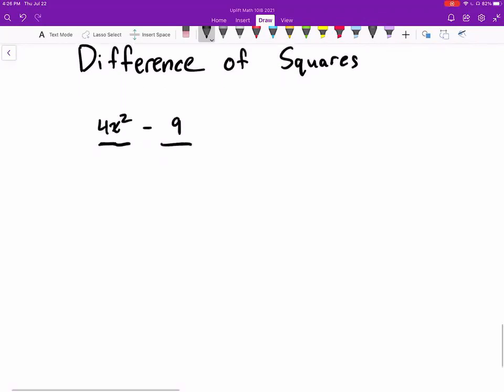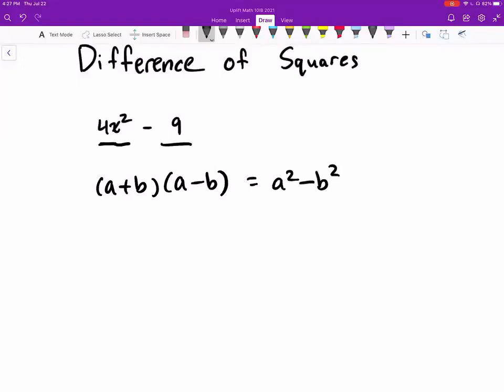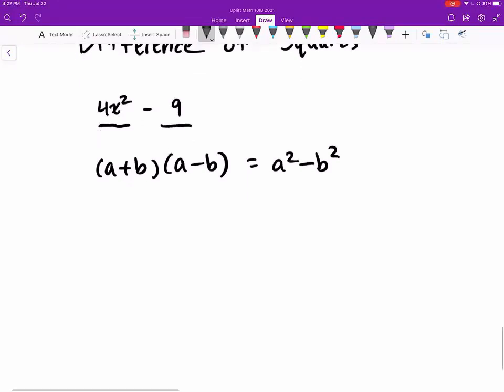What a difference of squares essentially means is a plus b times a minus b. When we expand this, we get a squared minus b squared. So a binomial is only a difference of squares if it exists in the form of a squared minus b squared. Not a squared plus b squared, only a squared minus b squared. And usually the first term will be degree 2 and the second term will be a constant.